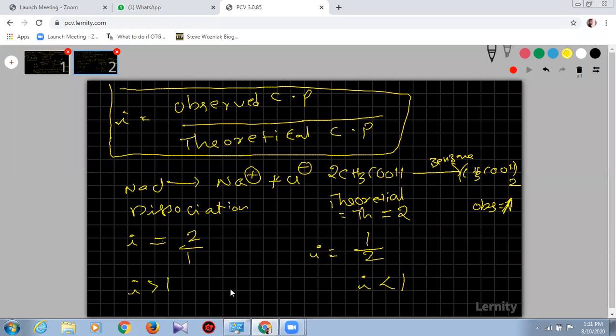You can note on this point also. Van't Hoff factor applies only when there is some dissociation or association.